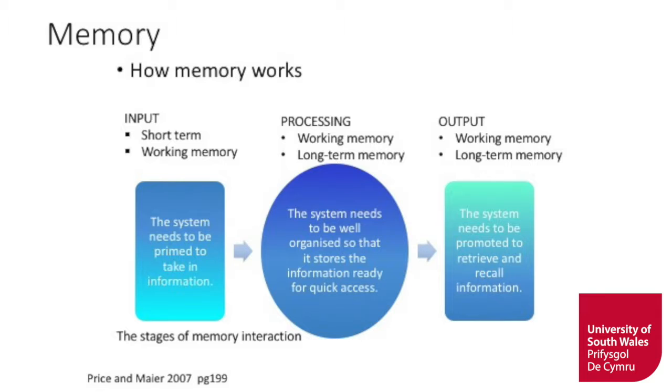Processing: this is your working memory, working toward your long-term memory. The system needs to be well organised so it stores information ready for quick access. These are the tools and things you need to do to help you develop that long-term memory about the topic or subject you're looking at. Then the output.